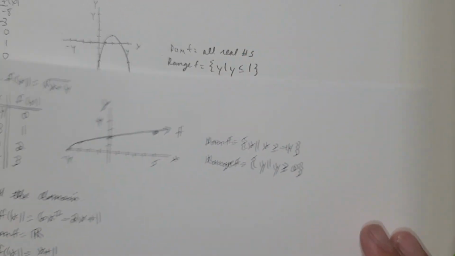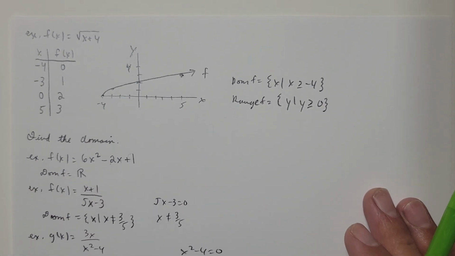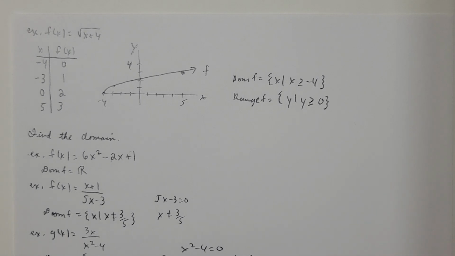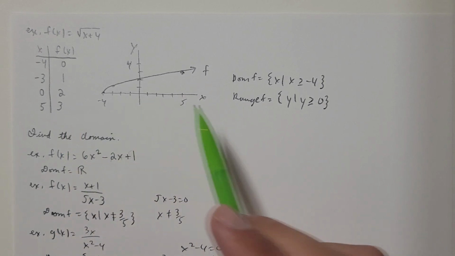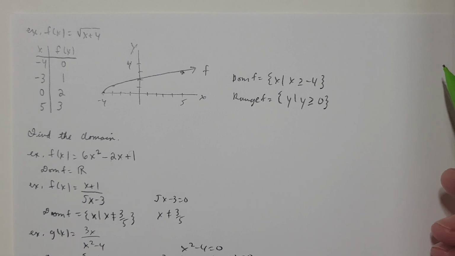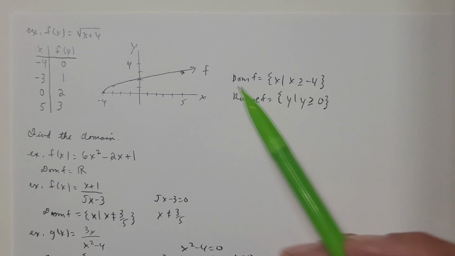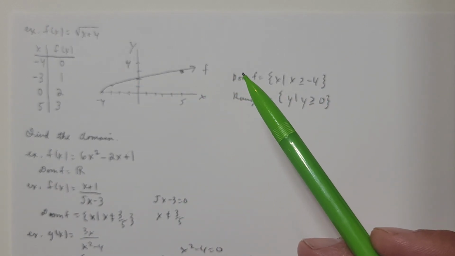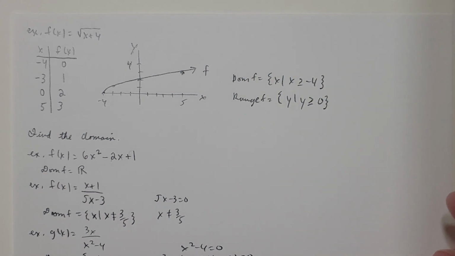Okay, here's another example. So what if we had the function f of x equals the square root of x plus 4? Okay, we'll use a table of numbers to graph that curve. So now the domain is, I know that I can't take the square root of a negative. That's not a real number. We'll talk about that more in another section there.